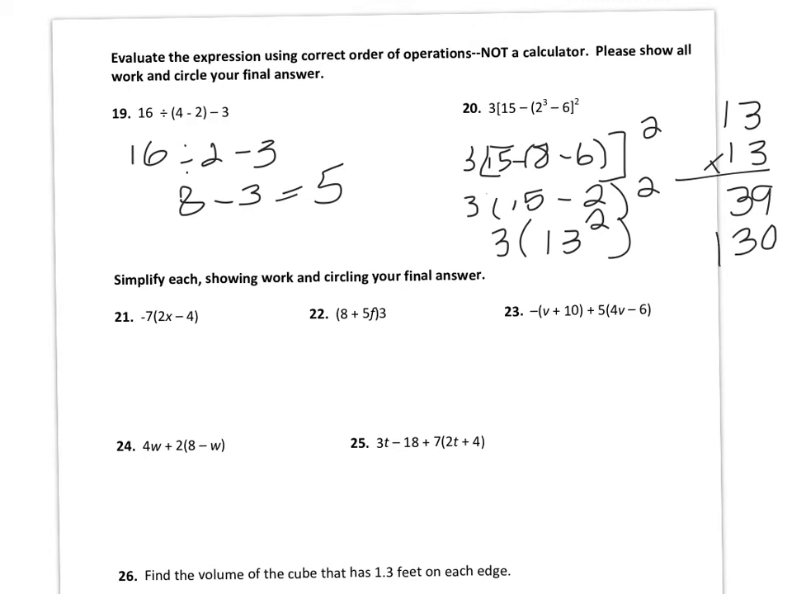169. And then for my final answer, I'm going to have 169 times 3, which is going to give me 3 times 9 is 27. 3 times 6 is 18, plus 2 is 20. 3 times 1 is 3 plus 2 is 5. So my final answer is going to be 507.